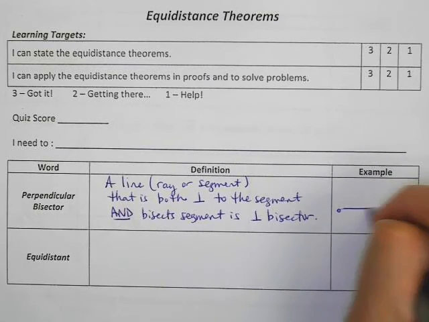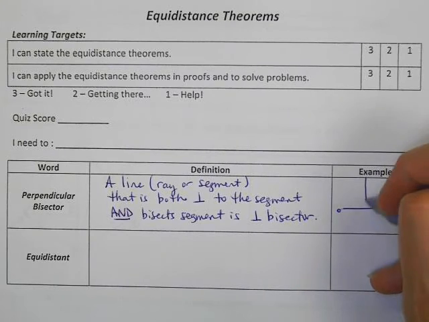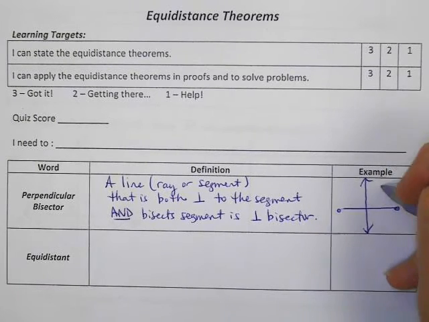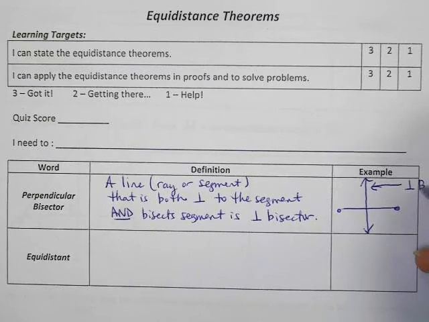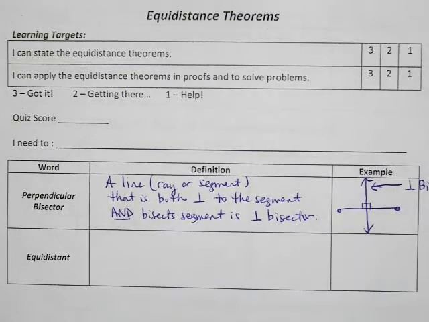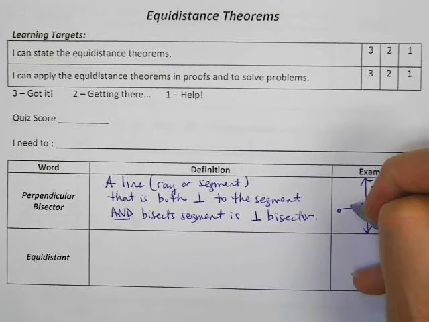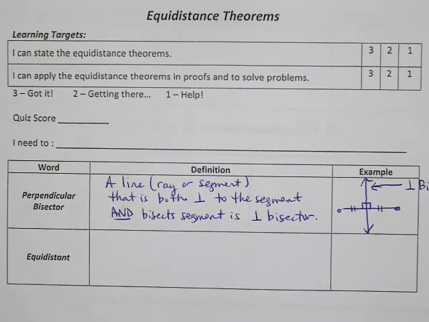So it has to be of a segment. If I have that segment and I want this line to be the perpendicular bisector, we would have to know that it's perpendicular, so I'd have to have some right angles, and I would also have to know that it bisected it, so I'd have to know that those two segments were congruent. So that is a perpendicular bisector of the segment.